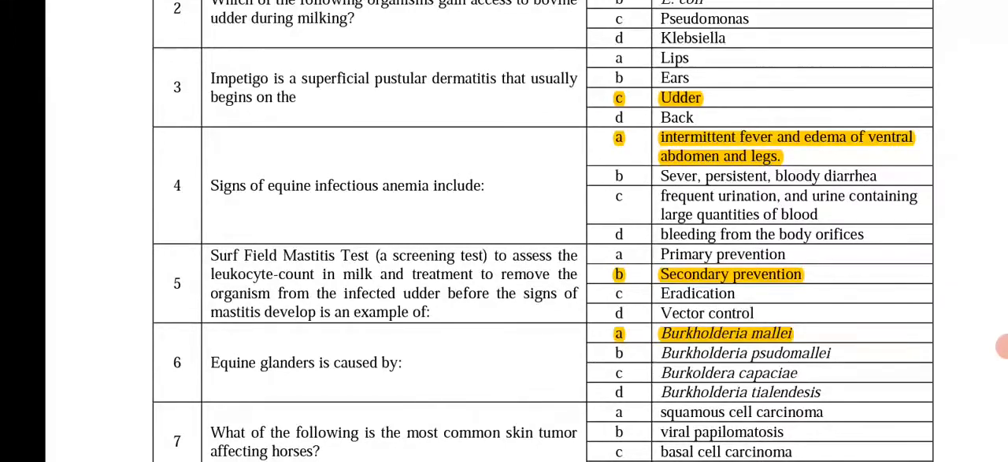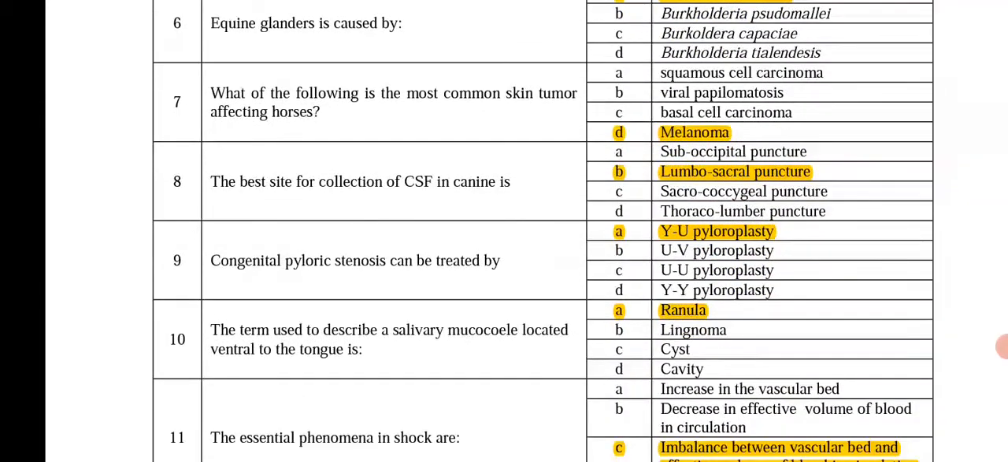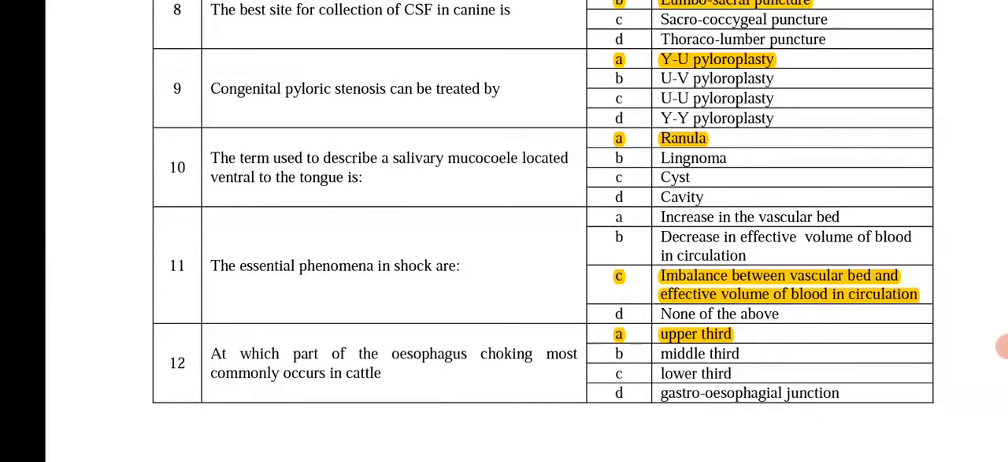Equine glanders is caused by Burkholderia mallei. Which of the following is the most common skin tumor affecting horses? Melanoma. The best site of collecting cerebrospinal fluid in canines is lumbosacral puncture. Congenital pyloric stenosis can be treated by Y-U pyloroplasty. The term used to describe salivary mucocele located ventral to the tongue is ranula. The essential phenomenon in shock is imbalance between vascular bed and effective volume of blood in circulation.